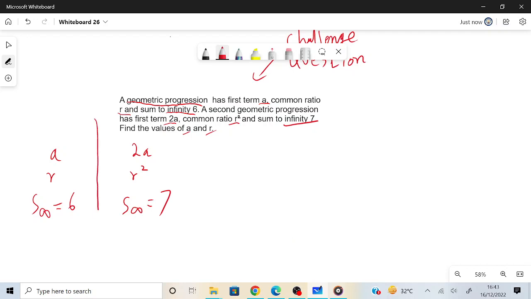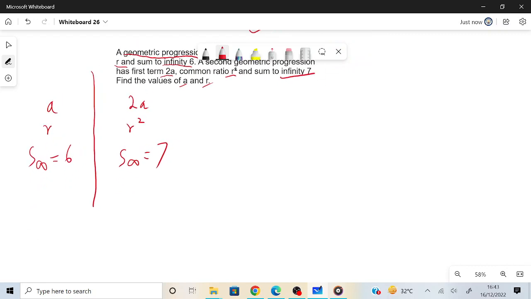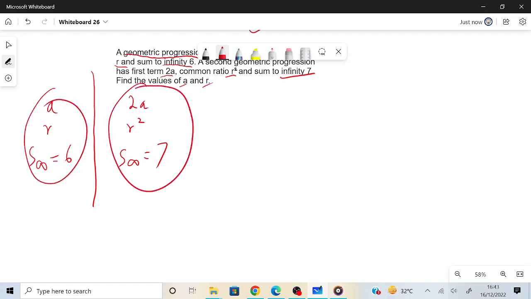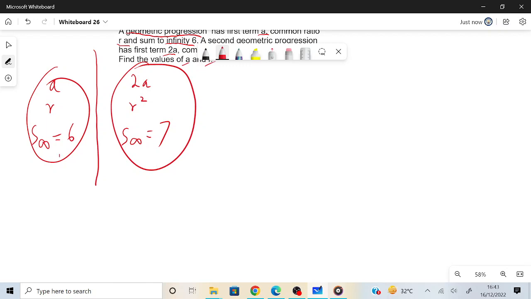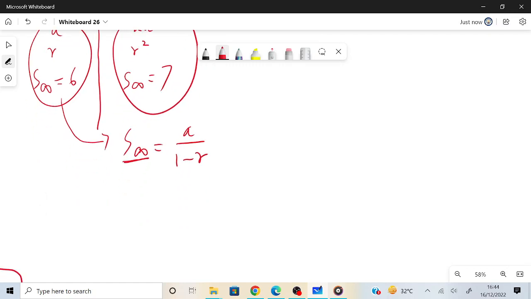Now these are two separate progressions with separate parameters. But if I am looking at both of them, the only equation I can think of that can connect these parameters is the sum to infinity equation. So looking at this first one, we would have sum to infinity equals a all over 1 minus r, and because they told us that the sum to infinity is 6, we can simply write 6 equals a over 1 minus r, and if we cross multiply, we would have 6 minus 6r equals a, and we can call this our equation 1.